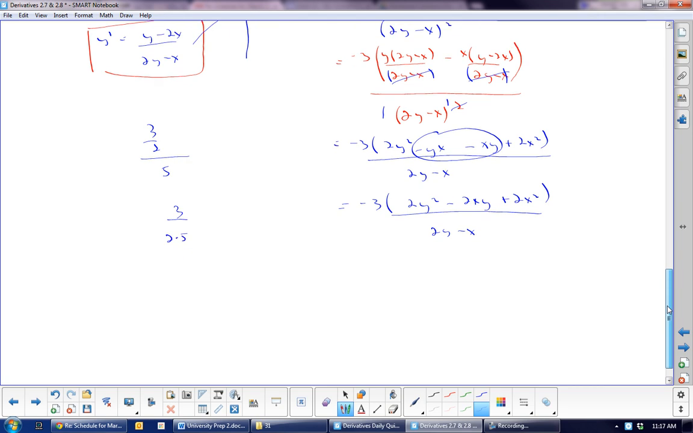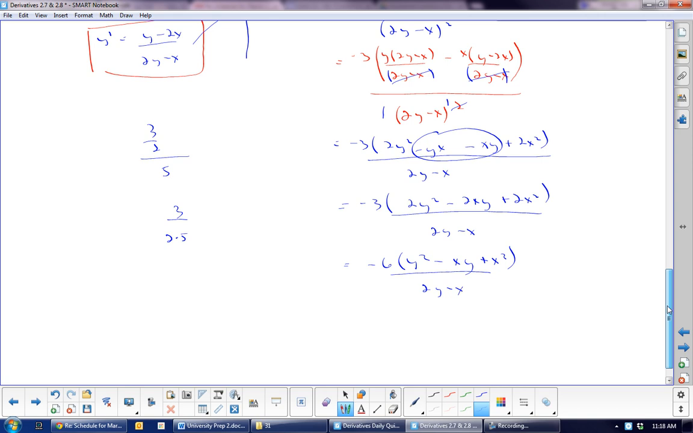So now what can we take out of the top? So that's why I didn't factor twice. So we just put in an extra step. It doesn't matter, right? But then you can now bring out a 2. So you'll have a negative 6, and then you'll have y squared minus xy plus x squared all over 2y minus x.